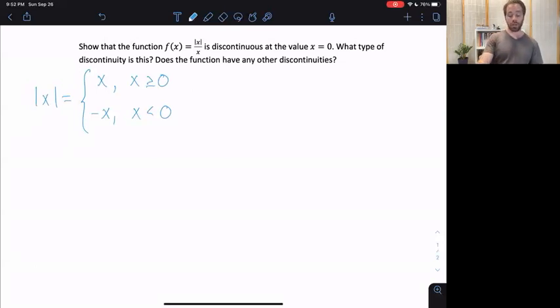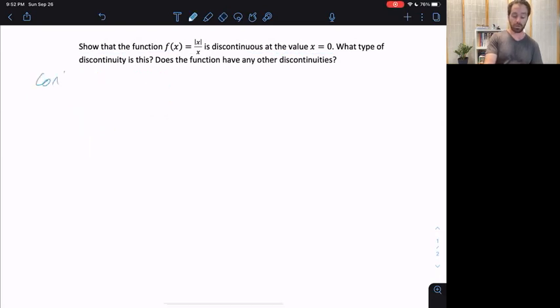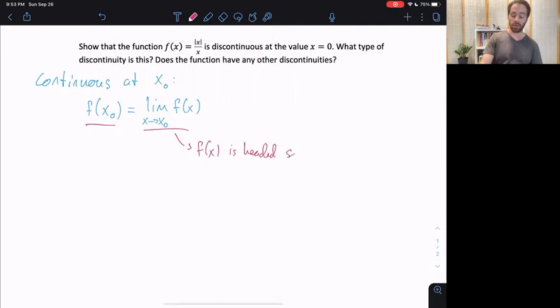But the first question here is, show that this function is discontinuous at the value x equals 0. Remember that continuous means something very specific. Continuous at x0 means that f of x0 equals the limit as x approaches x0 of f of x. And these conditions mean that f of x is headed somewhere, and it arrives.